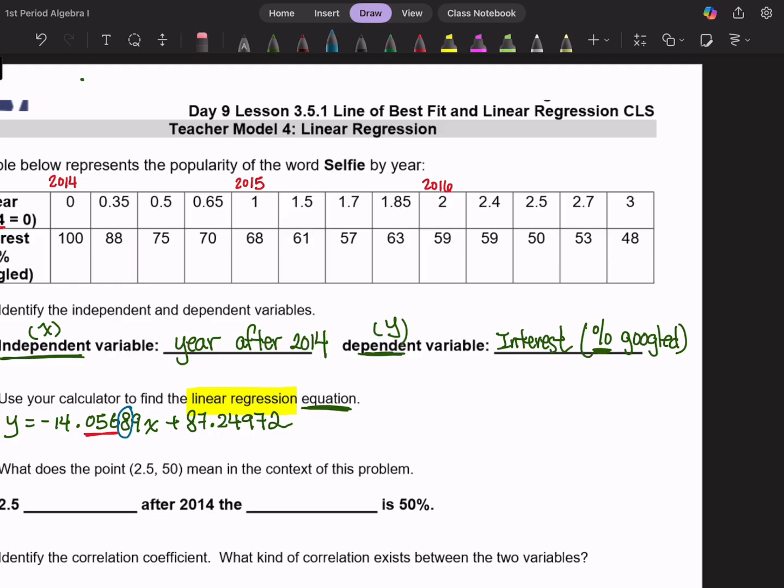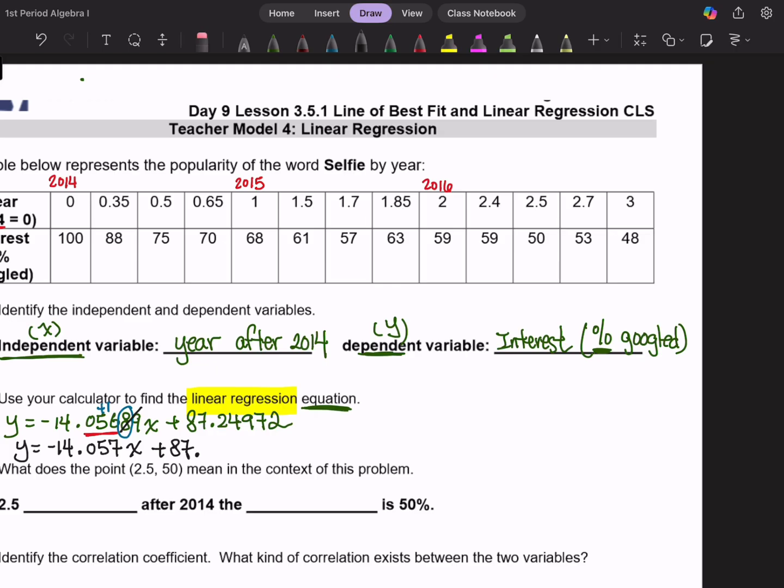If you look at this, the first three numbers are 0.056. The fourth number is 8. That 8 is bigger than 5. What that means is that I need to add 1 to the 0.056. So really, my equation looks like this. y equals negative 14 point. Instead of 0.056, I added 1 to it, so it becomes 0.057. Drop the other two numbers, x. And then keep going, plus 87 point.